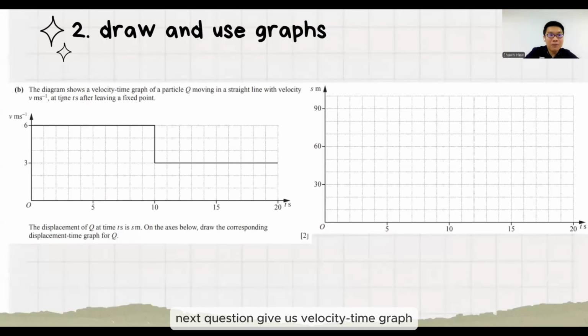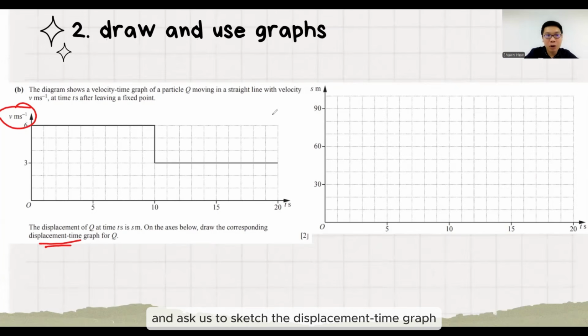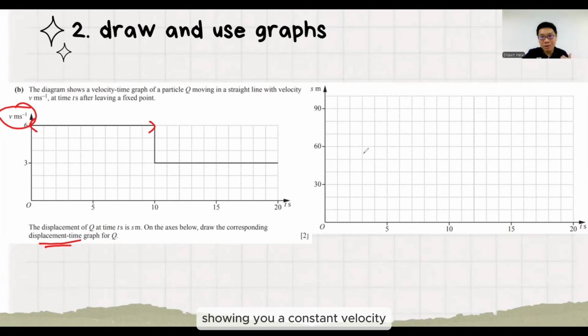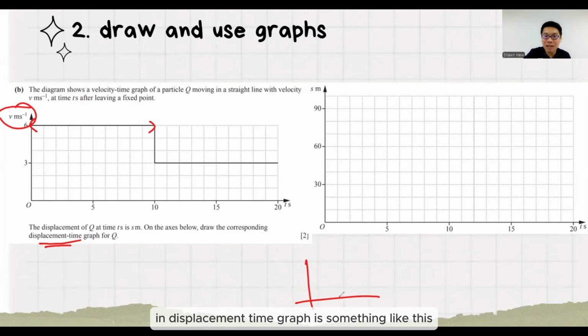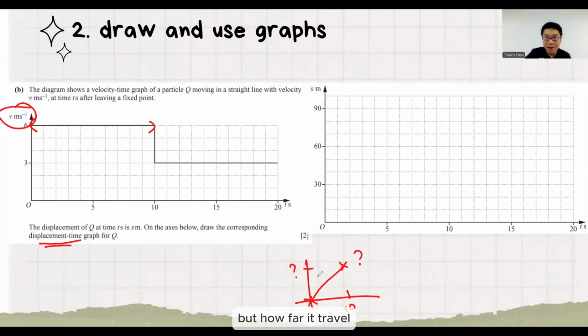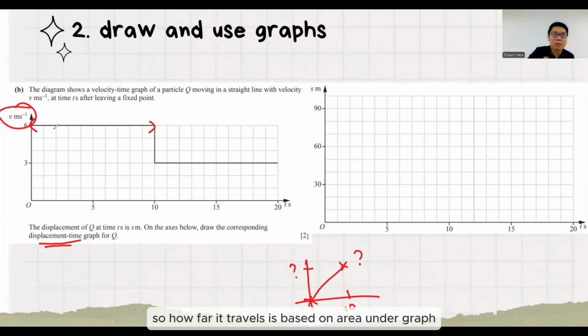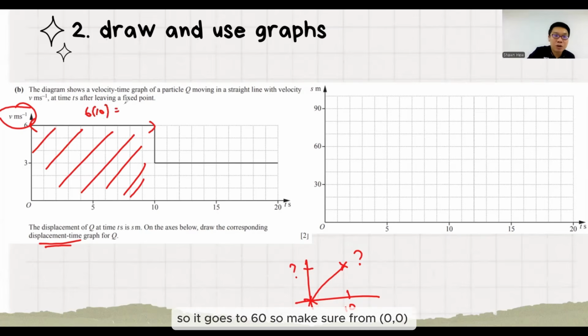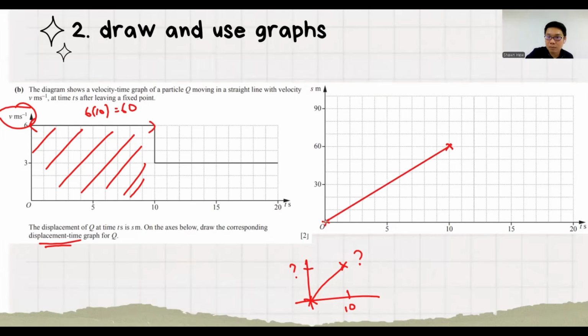Next question gives us a velocity-time graph and asks us to sketch the displacement-time graph. So we know that from here to here shows a constant velocity. Constant velocity in a displacement-time graph is something like this. But how do we know it starts from 0, 0 to where? We know here is confirmed 10 seconds, but how far it travels is based on the area under the graph. So it goes to 60. So make sure from 0, 0, after 10 seconds, it reaches 60.